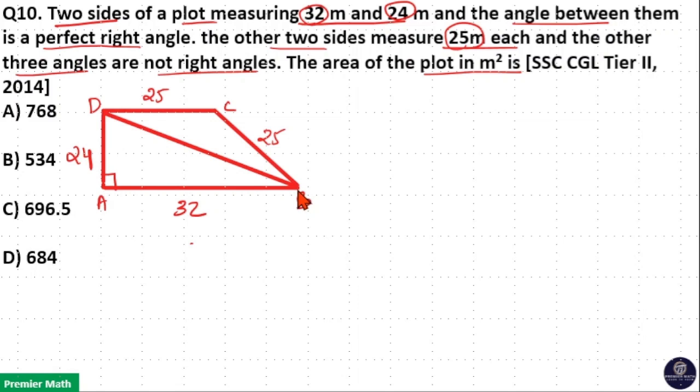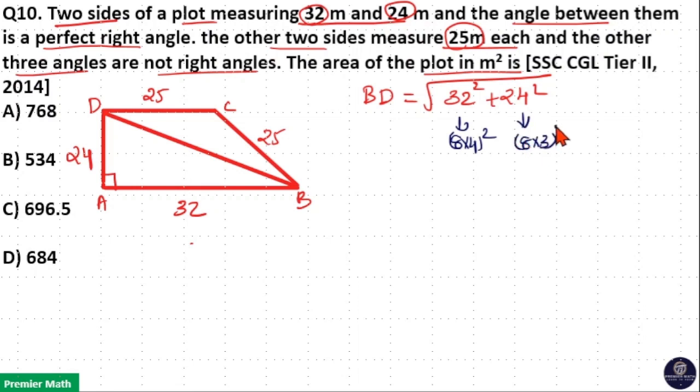But before that we need to find out length of BD, which is equal to root of 32 square plus 24 square. Now here 32 square is 8 into 4 the whole square and 24 square is 8 into 3 the whole square. Now 8 square is common. So root of 8 square is 8 and 4 square plus 3 square is 16 plus 9, 25. Root of 25 is 5. So 8 into 5, 40 is length of BD.